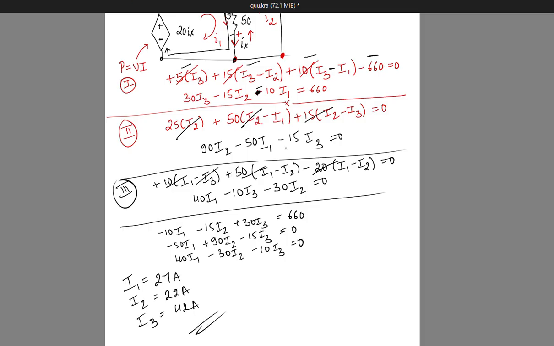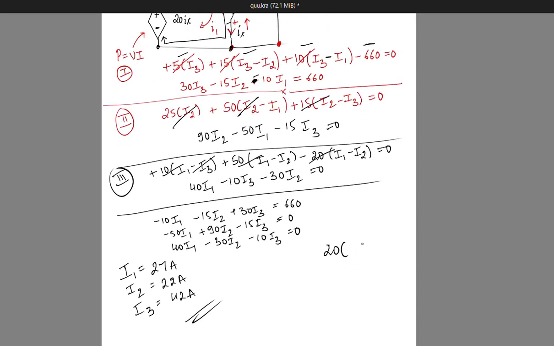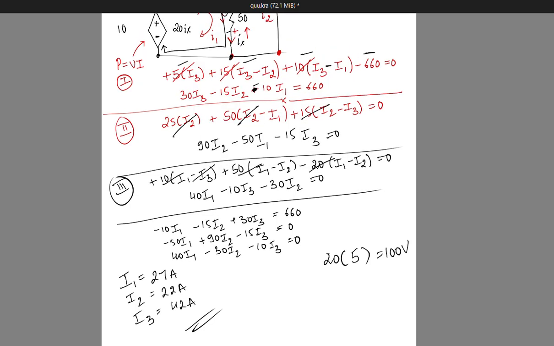What's the voltage going to be, by the way? Now voltage is nothing but 20 times I1 minus I2, right? I1 is 27 minus I2 is 22, so it is 5. This is going to be 100 V. So technically the voltage here is 100 volts.